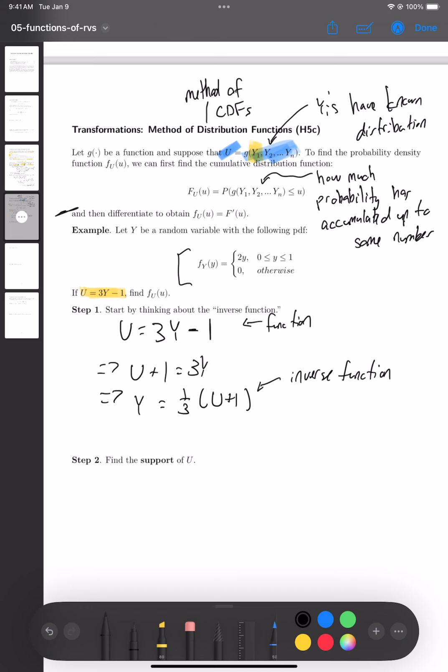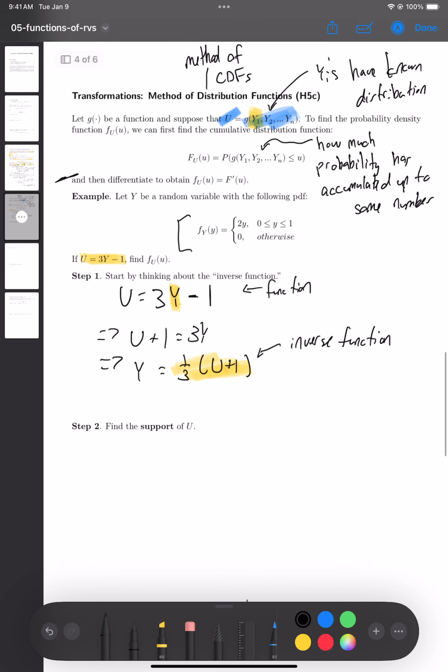You likely encountered inverse functions in calculus, but remember, all this is that if I threw this quantity in for y, I would end up with a u. If I plug this in for y, I would do 3 times 1/3, that cancels, u plus 1 minus 1, that would just leave me with u. That's the definition of an inverse function. Practically speaking, we're just solving for it by rearranging y and u in the equation.